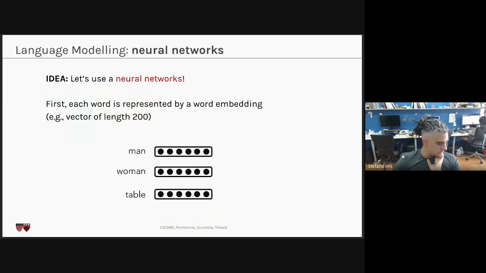Okay, very good. So since this is a deep learning class, and whenever you have a problem in life, you try to solve it with a deep learning network, with a deep neural network first.